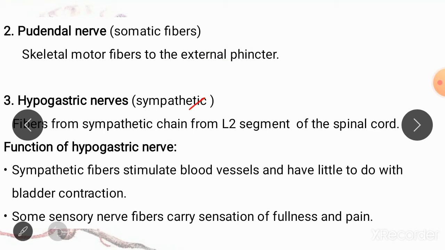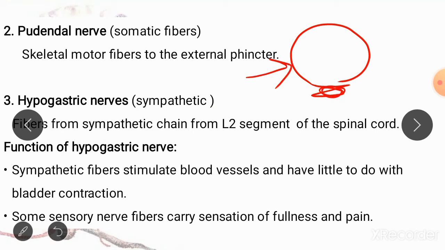Thirdly, we have the hypogastric nerve, which is sympathetic in nature. It arises from the L2 segment of the spinal cord. It does not have a very important role in the relaxation of the bladder wall itself. As I told you before, it only innervates the sphincter of the bladder and keeps it closed when the bladder is not ready to evacuate, and only at the time of evacuation does it relax, so that urine can pass from the bladder into the urethra.